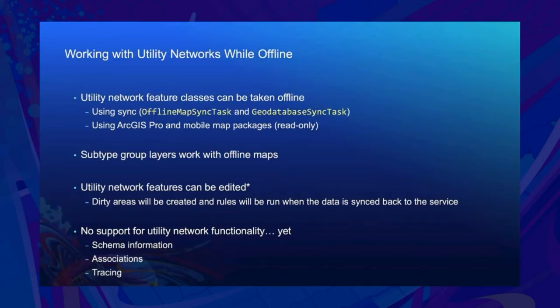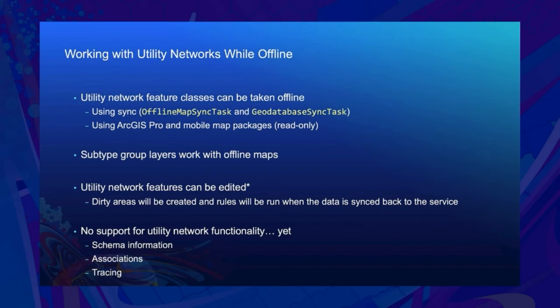So first of all, utility network feature classes can be taken offline. You can use sync from runtime. This is what the two runtime classes are: offline map sync task, which takes a WebMap and creates an offline map for it with a mobile geodatabase, or the geodatabase sync task, which takes a feature service and basically converts that into a mobile geodatabase. And the other possibility for read-only data is you can use ArcGIS Pro and create what's called the mobile map package. Now, subtype group layers work fine with offline maps. That's good. And you can edit utility network features if you're using sync.